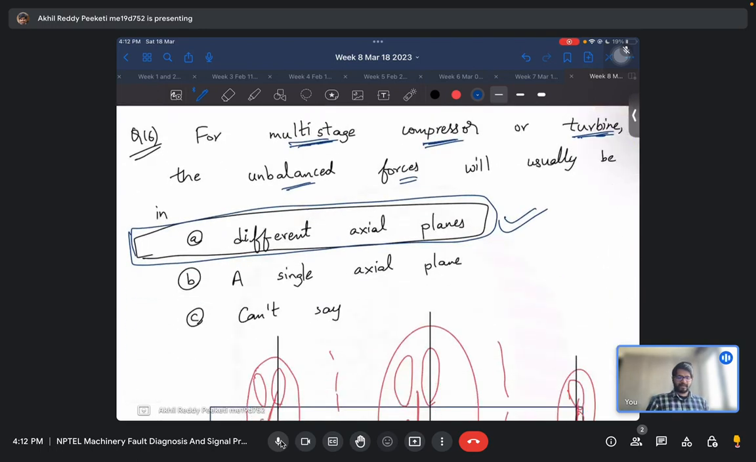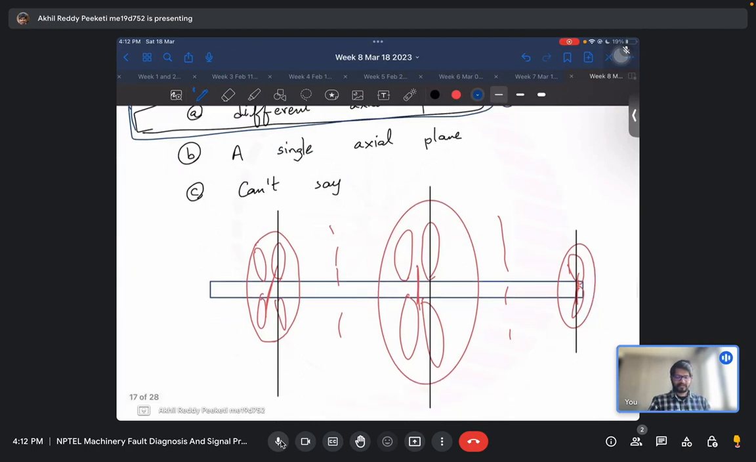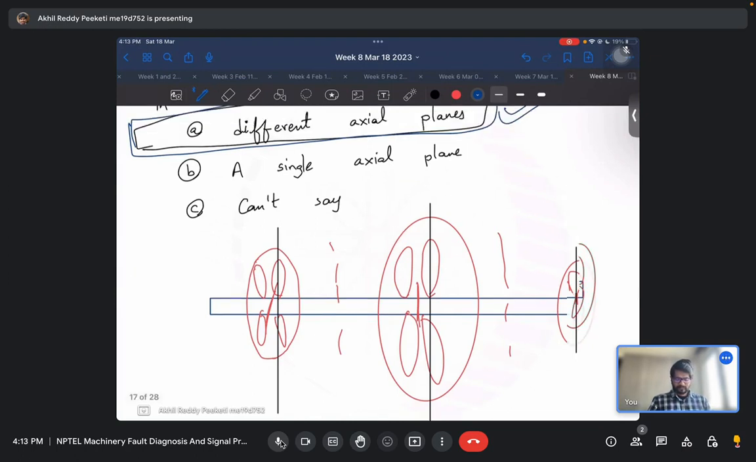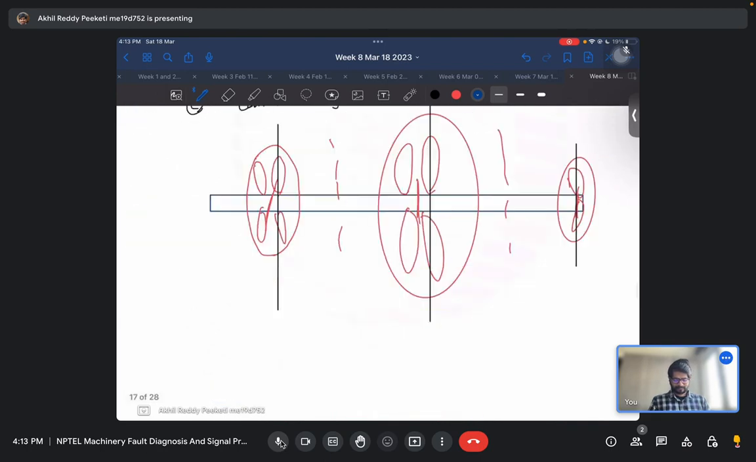Now, how do we balance these unbalanced forces if you have them, because they lead to these failures? You balance them out in different ways. If you have a multi-stage compressor, usually these unbalanced forces will be in different axial planes based on wherever these different stages are. Each stage might have its own unbalanced forces in that axial plane. So in a multi-stage compressor, they will usually be in different axial planes.